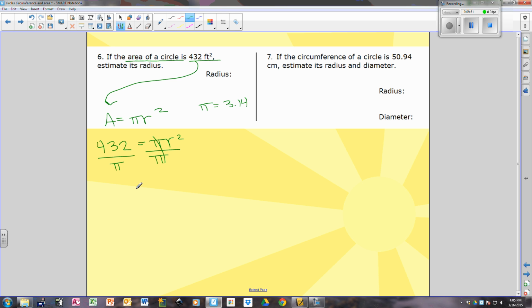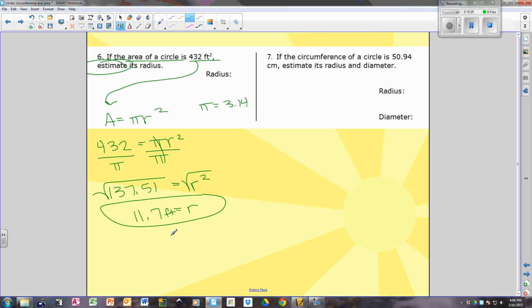So 432 divided by pi, and use the pi button on your calculator. And I get 137.51 is equal to r squared. And the opposite of squaring is to take the square root. So I'm going to take the square root of my answer, and I get that my radius is about 11.7, and it says to estimate, so you're not going to be exact, and since this is feet squared, then my radius is going to be in feet. So 11.7 feet is the estimate of my radius.